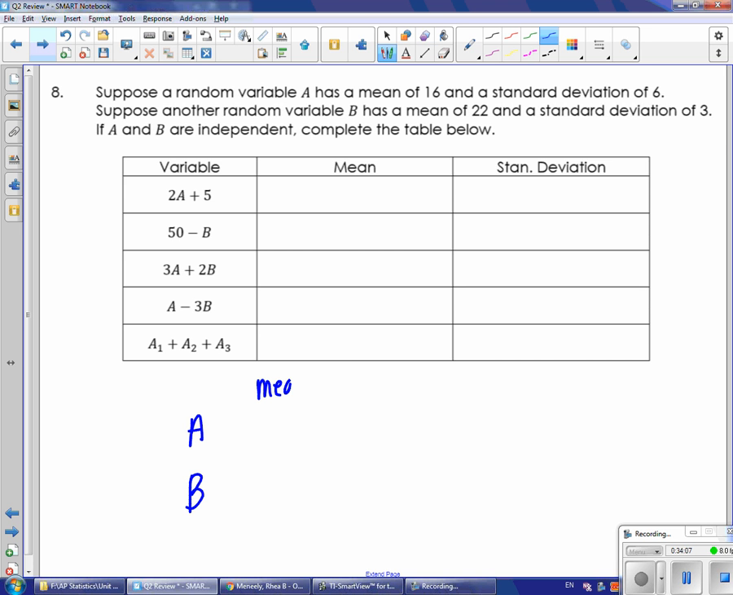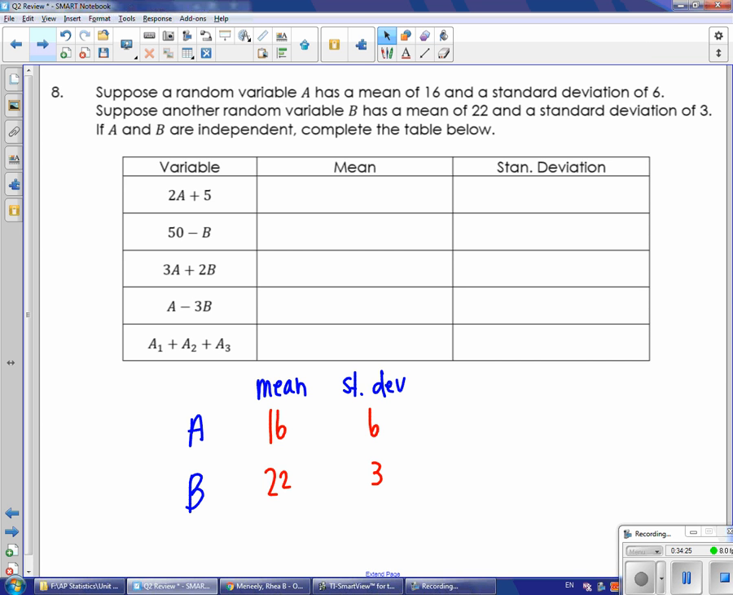I'm going to come up with my mean and my standard deviation. So the random variable A, we're told, has a mean of 16 and a standard deviation of 6. And my random variable B has a mean of 22 and a standard deviation of 3.